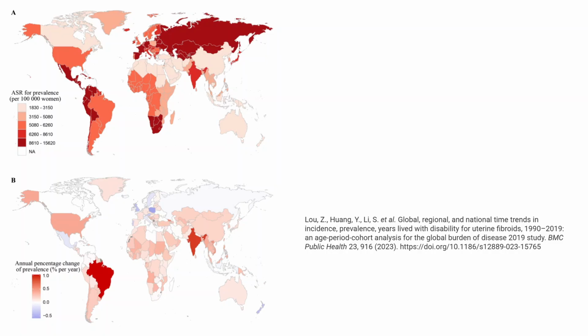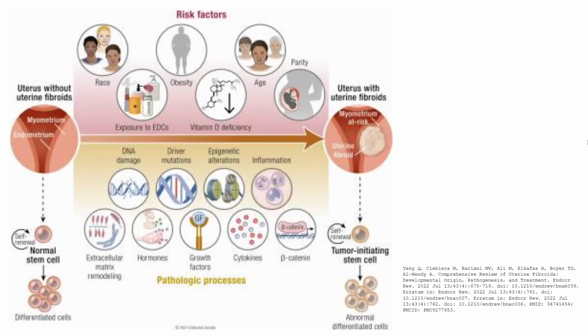The incidence of uterine fibroids varies globally. India is one of the areas where the incidence is quite high compared to other countries, and again the reasons are not known. It's also true that the incidence is increasing every year.